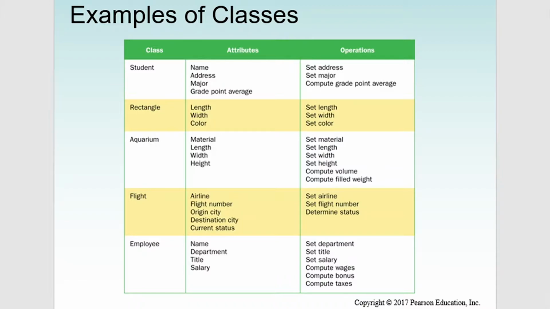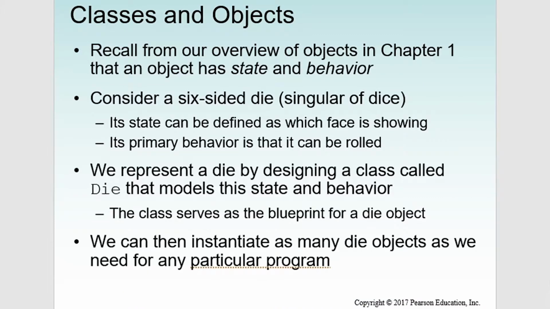And some operations, which are the methods, for a student are set address, set major, compute grade point average. For the rectangle, some methods are set length, set width, set color. And then some methods for the aquarium. They have their setters in there, but they also have compute volume and compute full weight. For the flight, they have the setters for the airline and the flight number and determine status. And for the employee, they have some setters in there, but they also have some compute methods for the wages, bonus, and taxes.